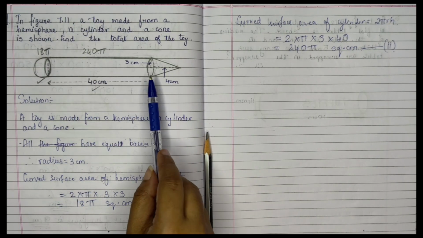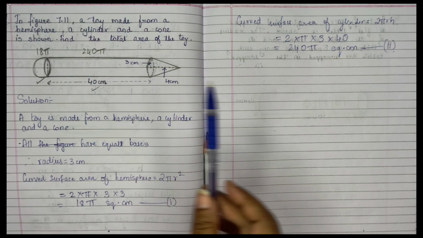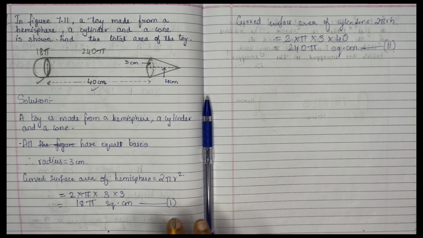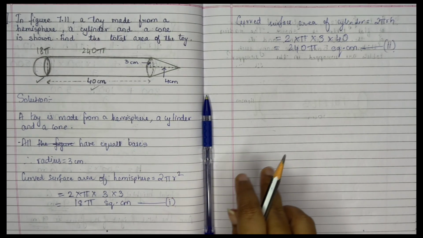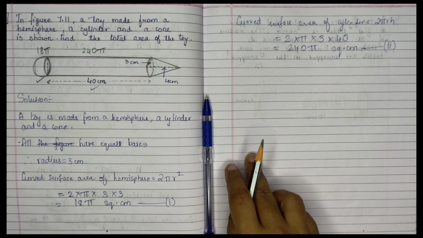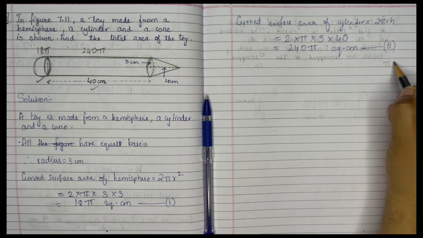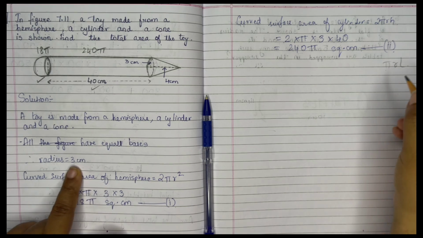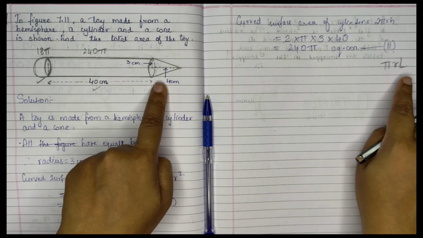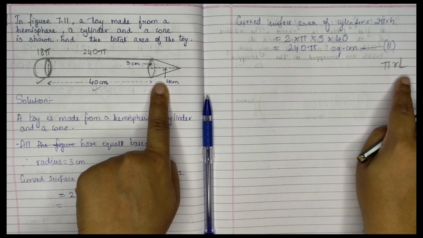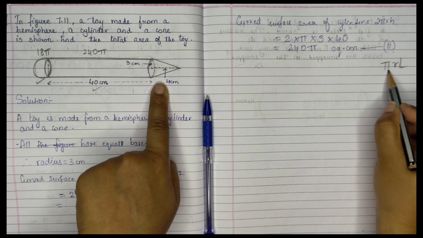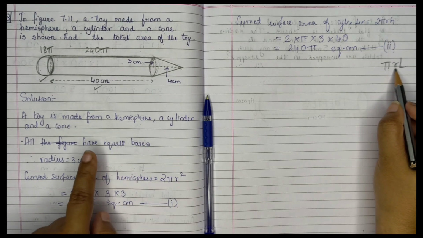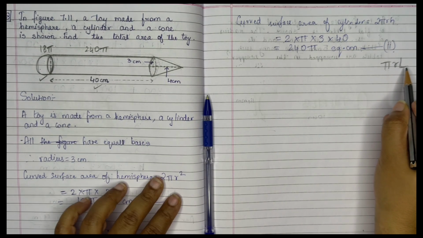Now we have to find out the curved surface area of the cone. What is the formula for the curved surface area of the cone? Pi r l. Here, pi we have to keep as it is. Radius is common, that is 3. Radius is given as 3 centimeters. L we don't know, but we can find out L.